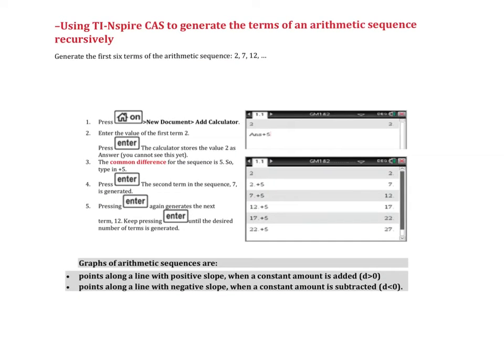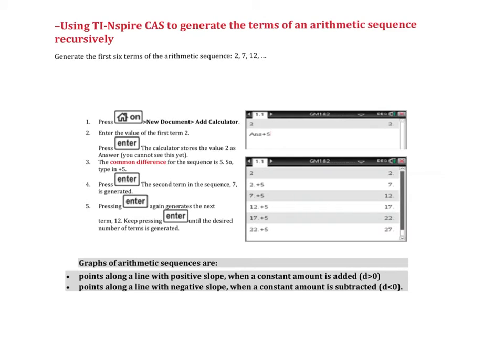The instructions here show a really easy way to generate an arithmetic sequence on your CAS calculator by just putting the number in, pressing return, and then plus or minus the common difference. We will go through that in class.